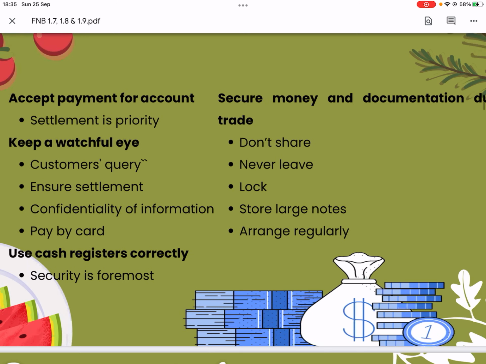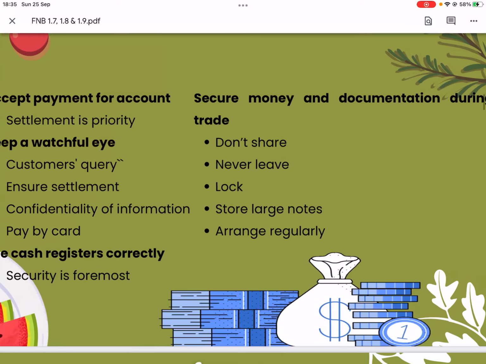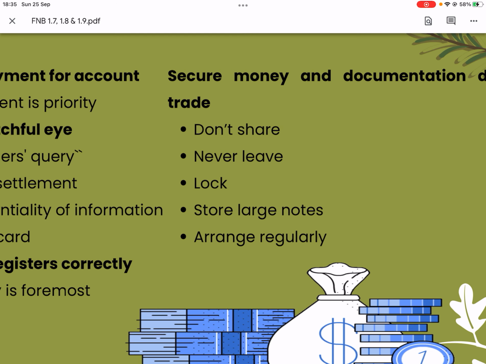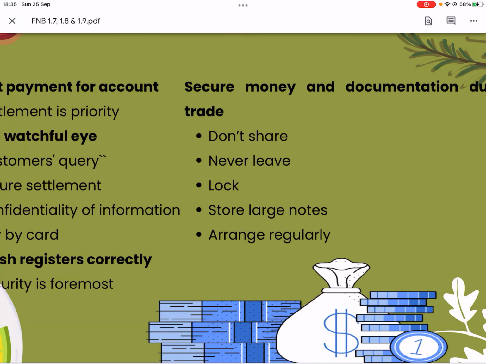Now, secure money and documentation during the transaction. Don't share. We all know that. That's what I've told you, Aaron. Never ever share that information. Never leave the table. Do not leave it hanging for a long time. Do not let the customer wait for too long.